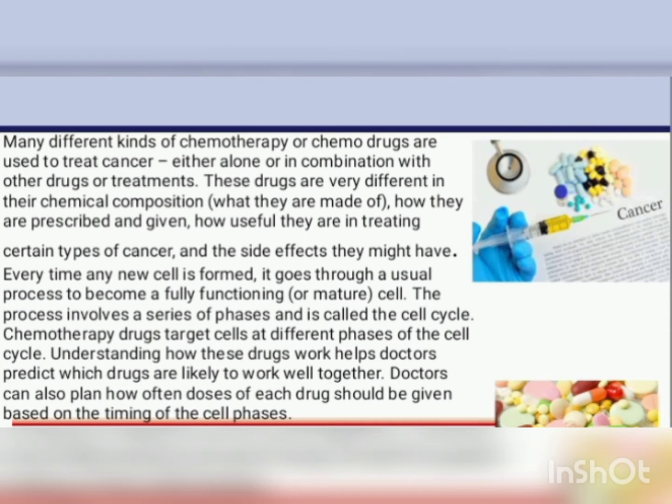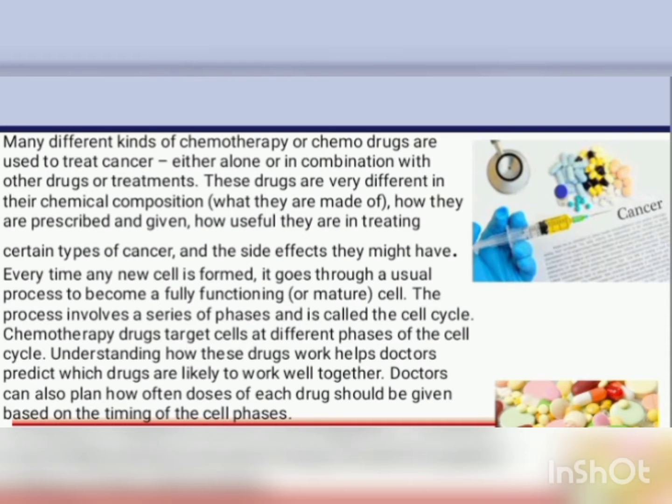Many different kinds of chemotherapy or chemo drugs are used to treat cancer, either alone or in combination with other drugs or treatments. These drugs are very different in their chemical composition, what they are made of, how they are prescribed and given, how useful they are in treating certain types of cancer, and the side effects they might have.